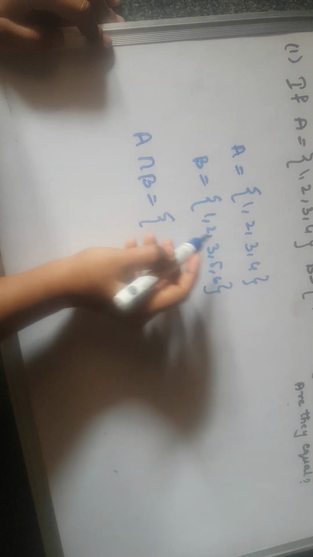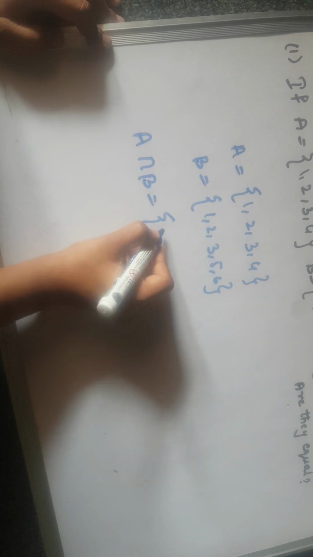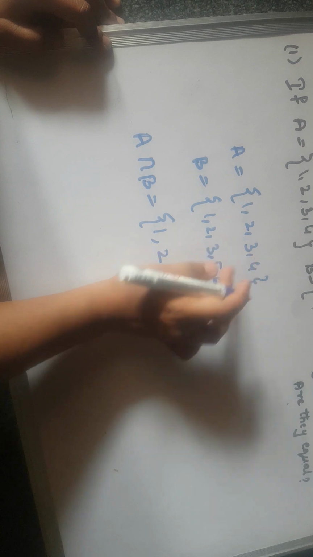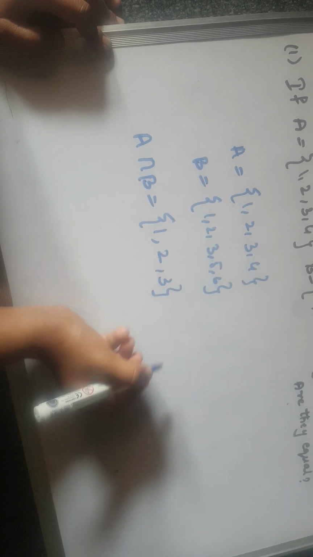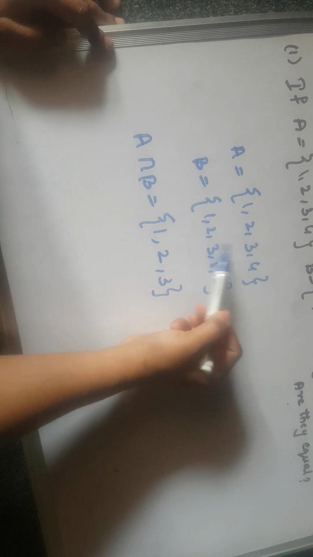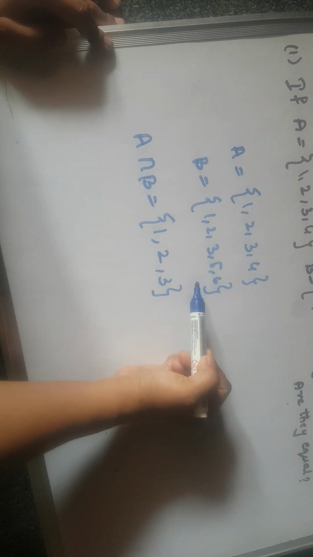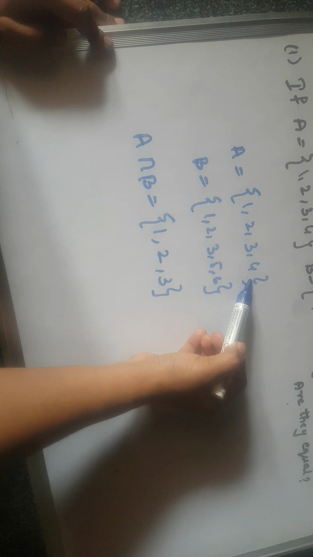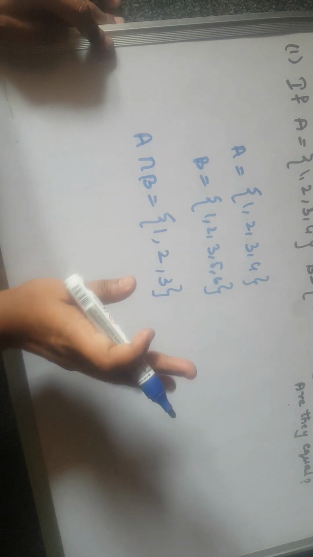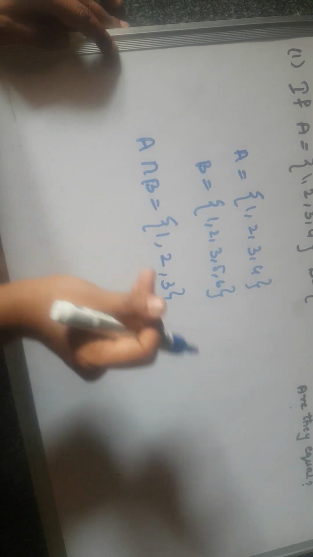Here 1 is present in both of the sets, so 1. 2 is present in both of the sets, 2. 3 is present in both of the sets, 3. So A intersection B is 1, 2, 3. 4 is not present in set B, so no element is common. 5 and 6 are not present in set A, so these elements are not common. 1, 2, 3 are common, so that is A intersection B.